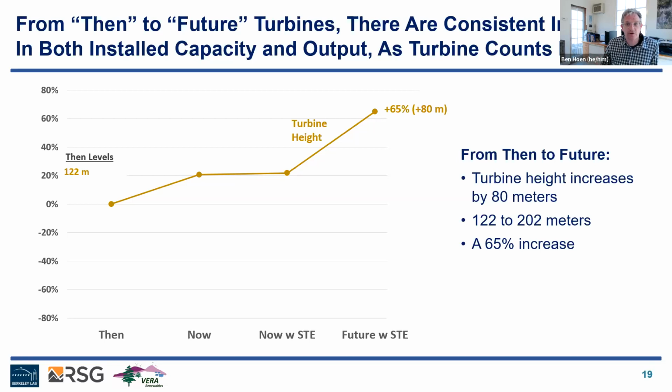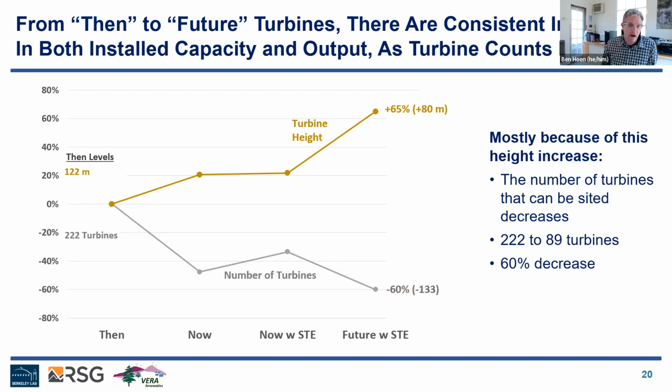Because of these larger turbines and the setback requirements from property lines, and also the relatively louder turbines based on the sound power level, we see that fewer turbines can fit in this land constrained area, a drop of 60%, in fact. So very few turbines relative to what we started with in the then period.